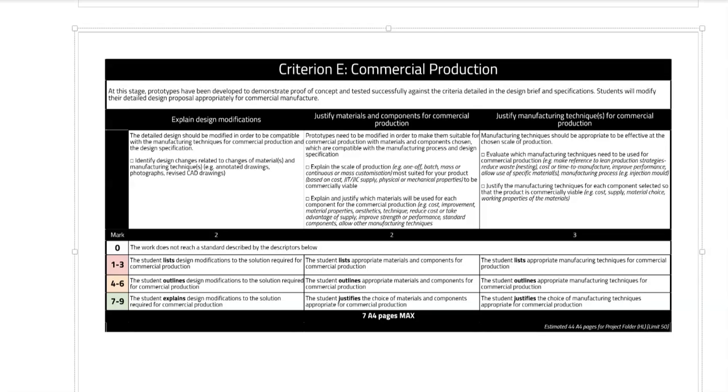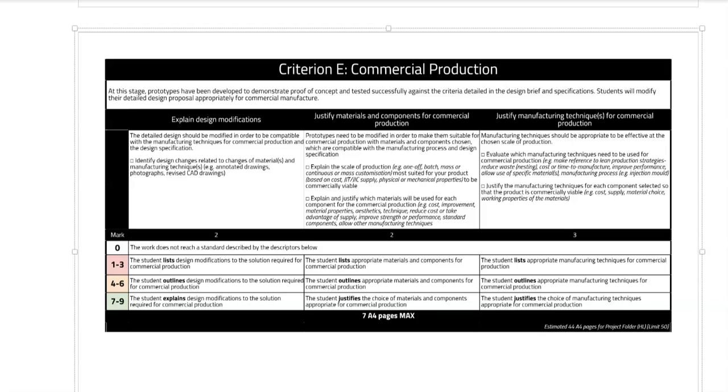Criterion E, commercial production. At this stage, prototypes have been developed to demonstrate proof of concept and tested successfully against the criteria detailed in the design brief and specifications. Students will modify their detailed design proposals appropriately for commercial manufacture.